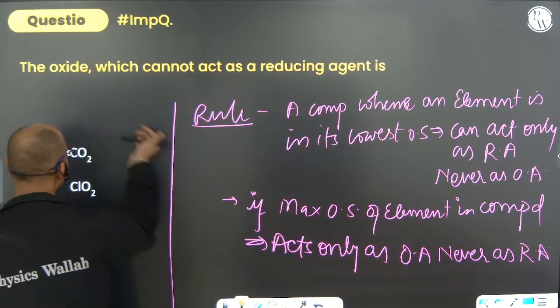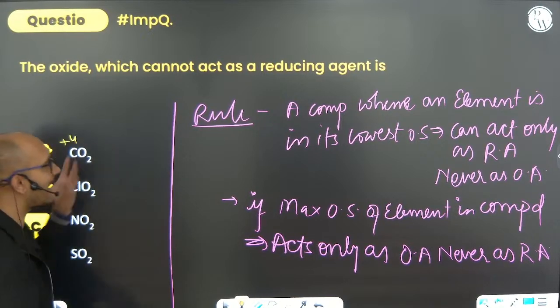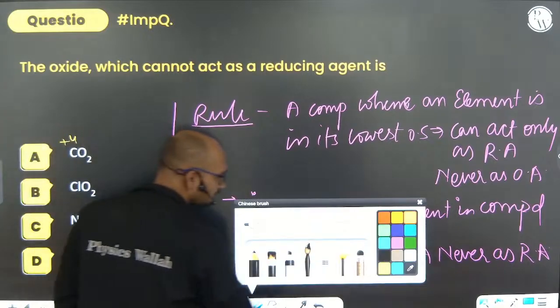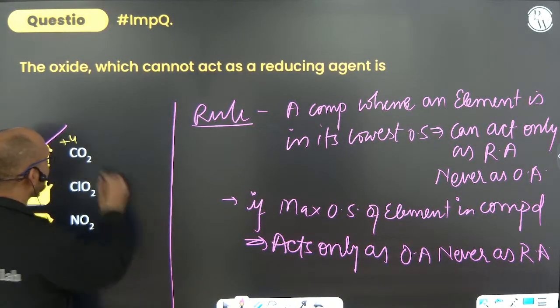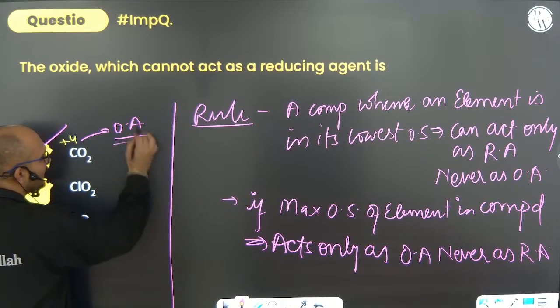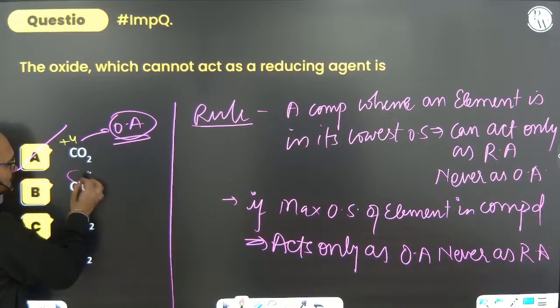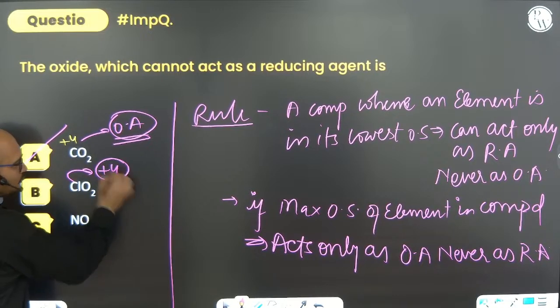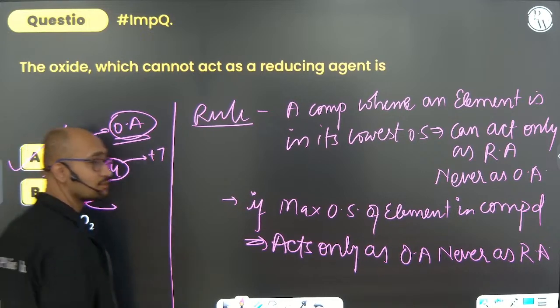Okay, so here, can we see carbon is having how much? +4. Because carbon has the maximum oxidation state, +4, for sure carbon can act only as an oxidizing agent, never as a reducing agent. Understanding it? That's it. ClO2: chlorine is +4, but chlorine can go up to +7. Chlorine can go down to -1 also. So it has both the options. Many questions come like that.